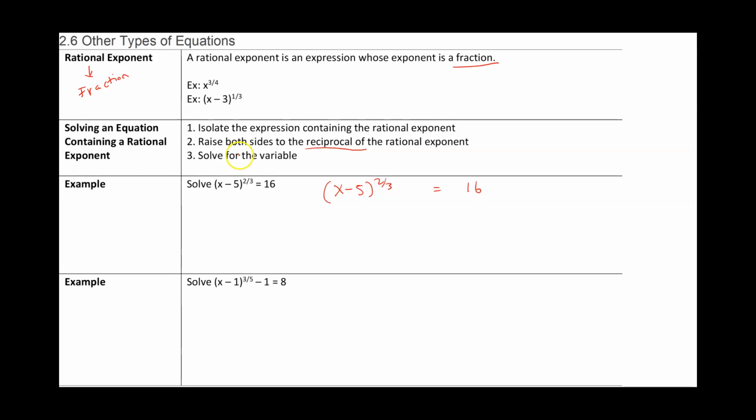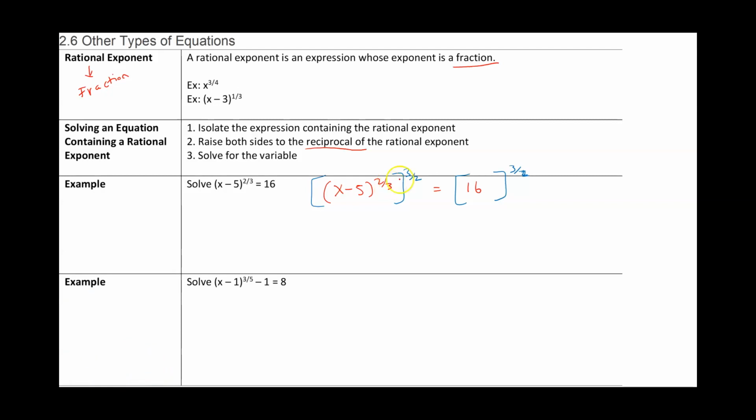Step 2, raise both sides to the reciprocal of the rational exponent. So to undo the 2/3, here's what we're going to do. We are going to raise both the left side and the right side to the reciprocal of this exponent, which means we will raise it to the power of 3/2. Okay, now once we do that, let's see what happens on the left side.